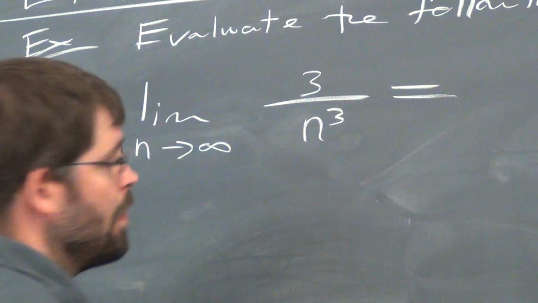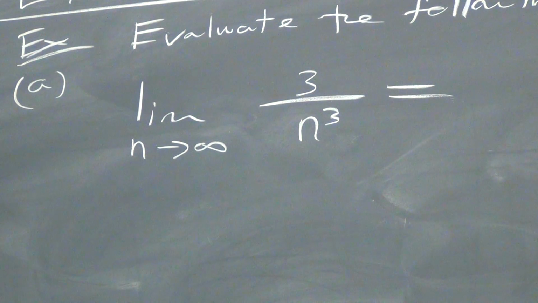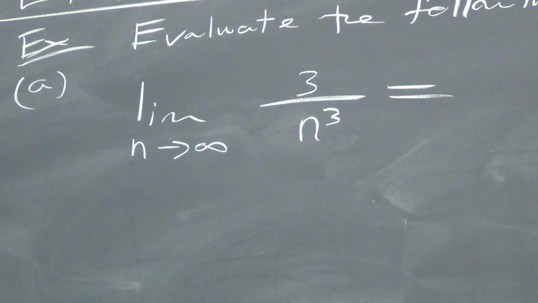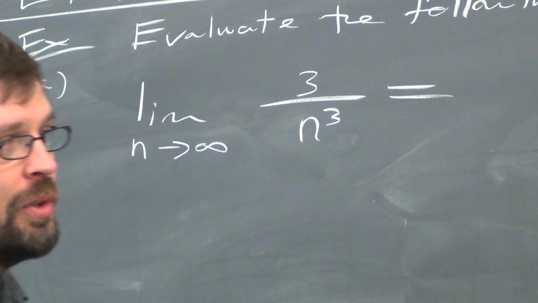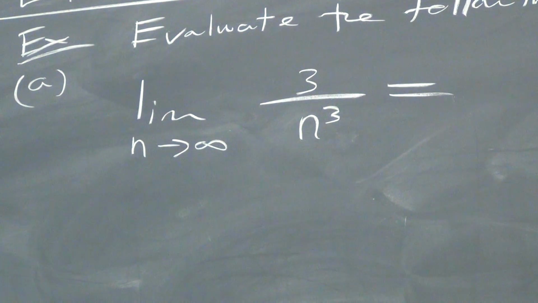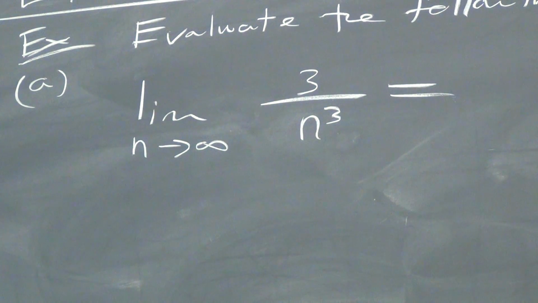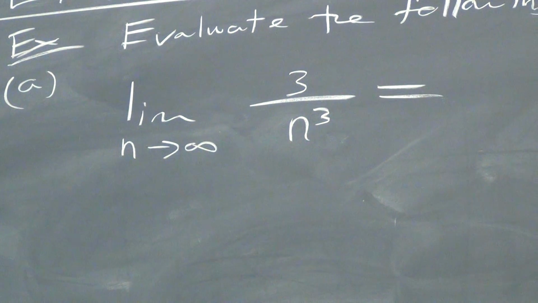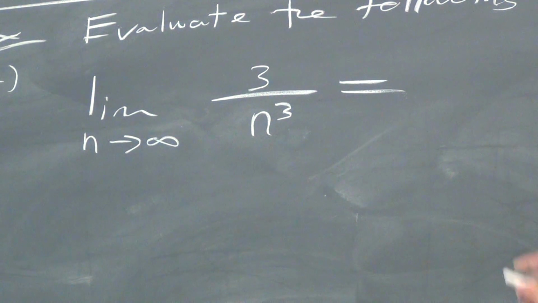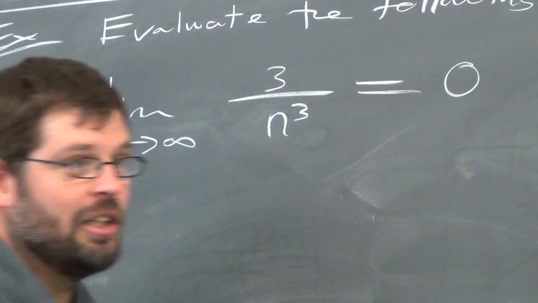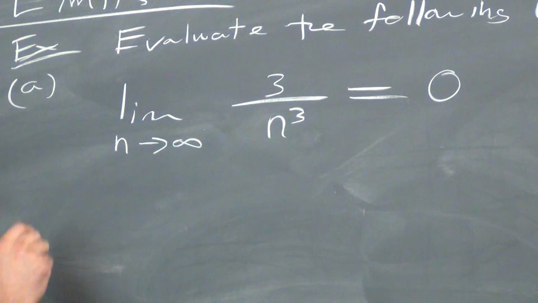All right, we'll start with some hopefully not too difficult ones. So n is getting huge, going off to infinity. What's 3 over n cubed going to get closer and closer to? 0. Does everybody agree? You've got 3, and you're dividing by bigger and bigger numbers. So this is going to go to 0. There's no real work you need to show. We'll just state this.